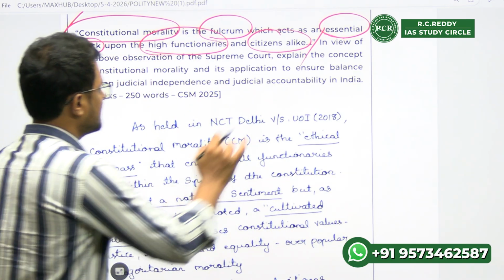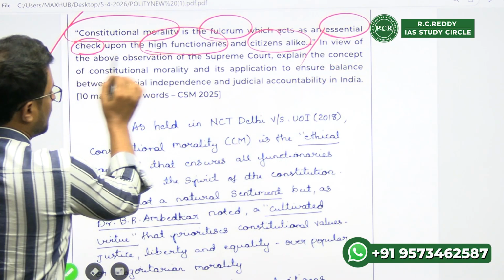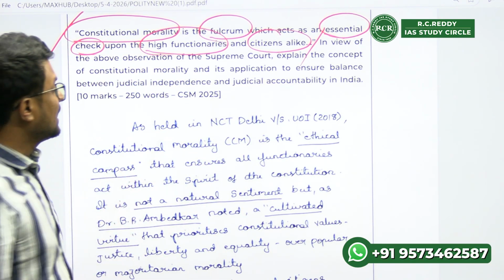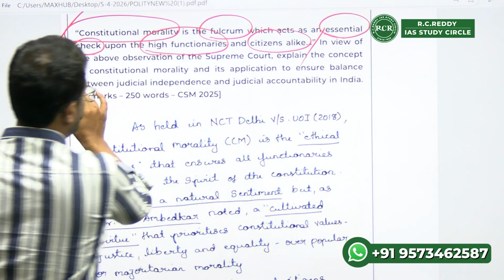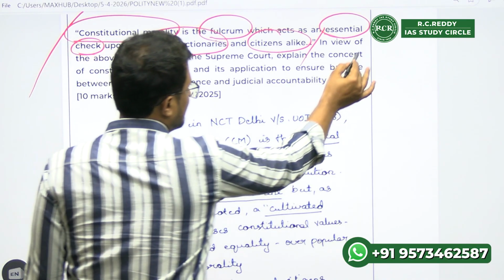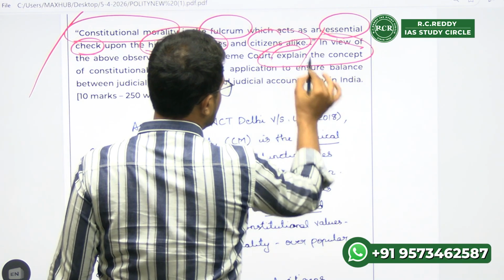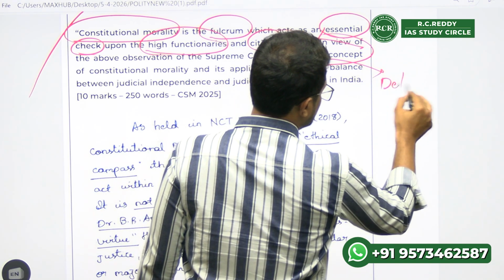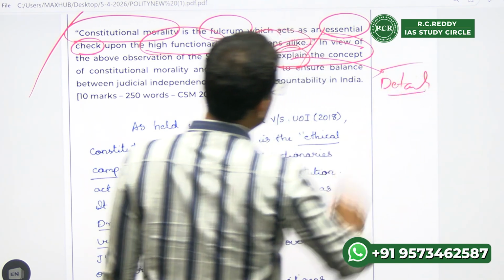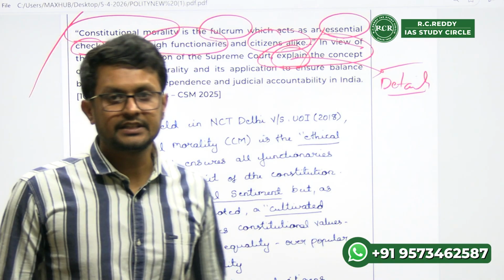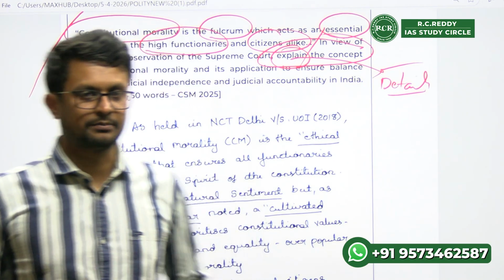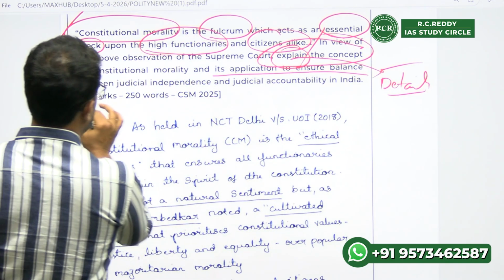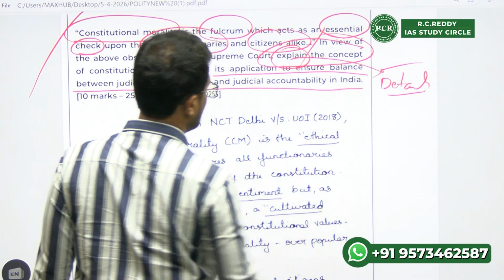The next part says, in view of the above observation of the Supreme Court, explain the concept of constitutional morality. So here is a straightforward question. The directive word here is explain. Give the technical details of the concept of constitutional morality. What does it contain? Explain the concept and its application to ensure balance between judicial independence and judicial accountability.